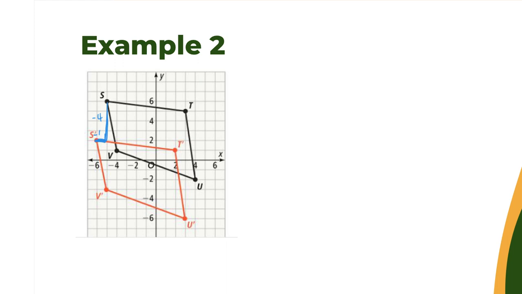So my rule that I would write is the transformation would be, let's see, X is always written first, so -1, down -4, and that's of STUV equals S prime, T prime, U prime, V prime. Okay, so what that is saying is transform STUV by moving left 1 and down 4, and that will equal your new points for STUV.